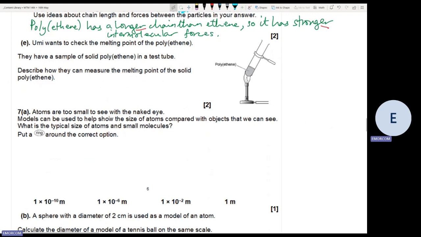Question E says, Umi wants to check the melting point of the polyethene. They have a sample of solid polyethene in a test tube. Describe how they can measure the melting point of the solid ethene. So what we would need to do is use a thermometer to measure the temperature. So measure the temperature. And then we've got to show how we know that it's for the melting point. So when the solid melts.